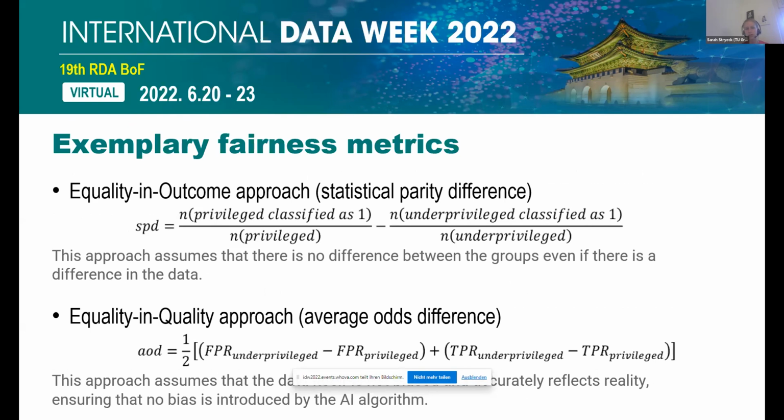So here you can see the two different metrics. There is on the one hand the equality in outcome approach and the equality in quality approach. So statistical parity difference and average odd difference. And the first one actually assumes that there is no difference between the groups, even if there is a difference in the data. So you can see that the number of privileged class, so classified as 1, minus the number of underprivileged classified as 1. So this means that the outcome should be actually the same, but this is really focused on this group level. And the equality in quality approach assumes actually that the outcome really accurately reflects the reality, ensuring that there is no bias introduced by the AI algorithm. So again, here also those metrics, they are somehow contradictory, and it's really important to see in what way you apply which of those metrics.